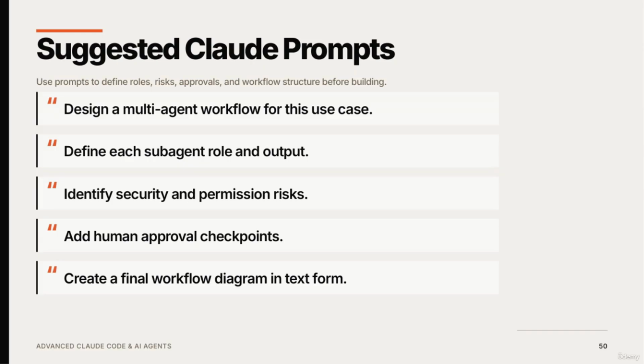First, you define each subagent's role and output, ensuring every part of the process is accounted for. Next, it's critical to identify any security and permission risks to safeguard your system. Adding human approval checkpoints can further enhance control and decision-making. Finally, you create a comprehensive workflow diagram in text form to visualize and finalize your process. This structured approach leverages advanced Claude code and AI agents to build an organized, secure, and efficient workflow.